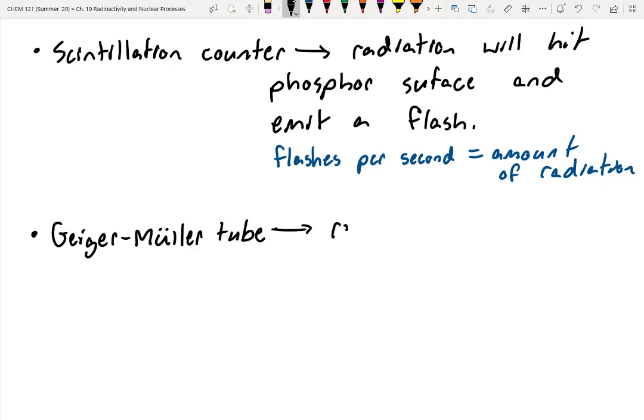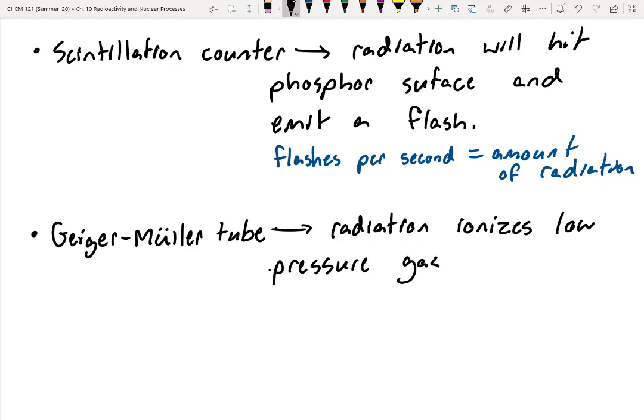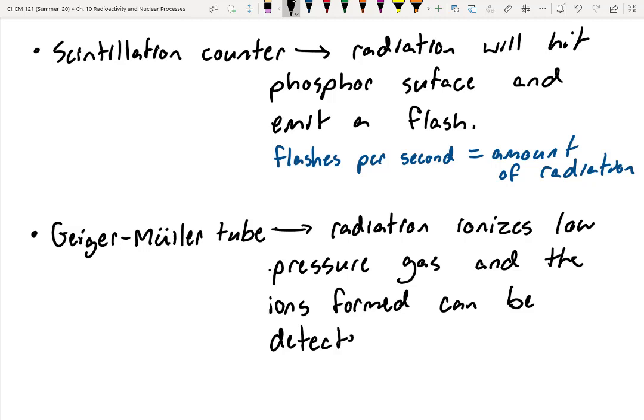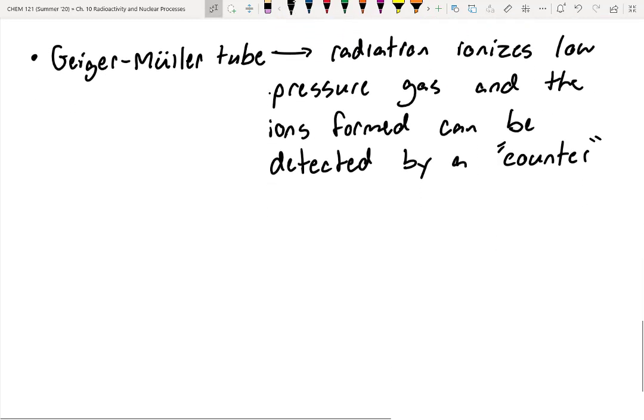But what happens here is the radiation will ionize a gas inside a tube. So radiation ionizes low pressure gas, and the ions formed can be counted by a counter. All right, so every time it hits that detector, you might get that click noise.